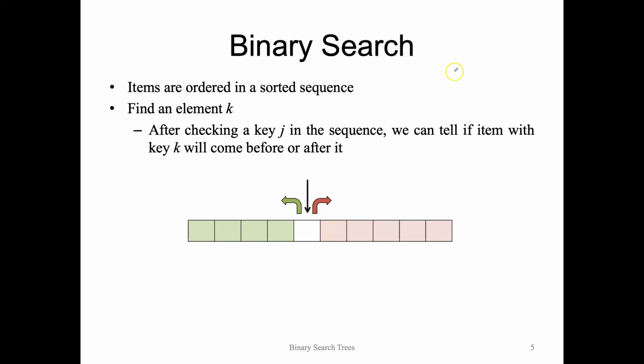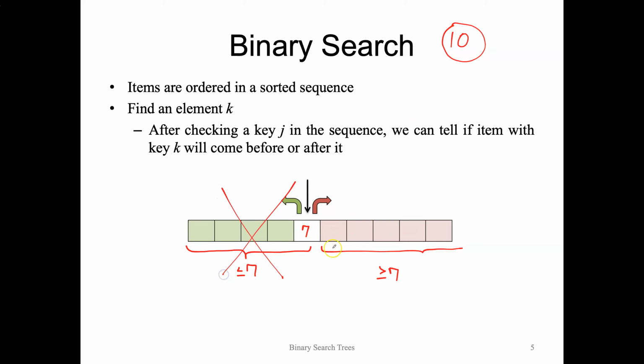So for example, let's say we were looking for the value 10, and here we found the value 7. Well, because this is ordered, we know that everything to the left of 7 is less than or equal to 7, and everything on the right is greater than or equal to 7. So since the value we're looking for is greater than 7, we know already it's not going to be on the left side. We don't have to check the left side at all. We can just focus on the right part of our array.